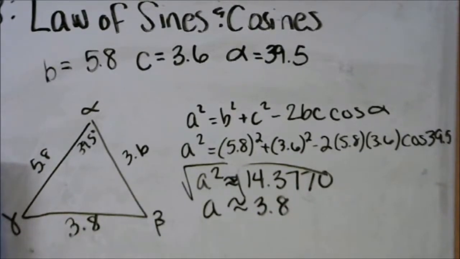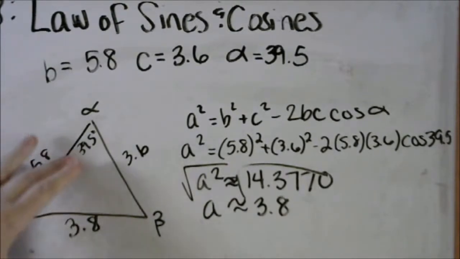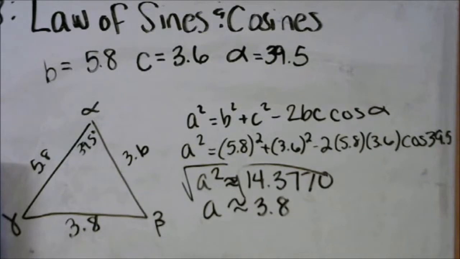I'm going to leave solving the rest of this triangle up to you because at this point we now have a corresponding angle and its corresponding side. So we can use the law of sines to find another missing angle, and we can use the triangle angle sum to find the third angle, just like we did in the last example.